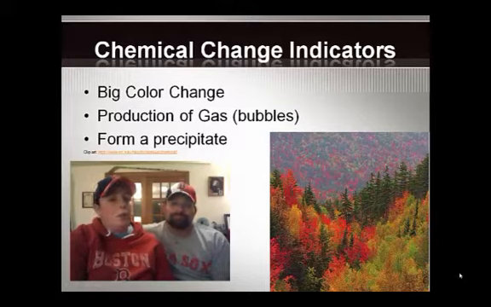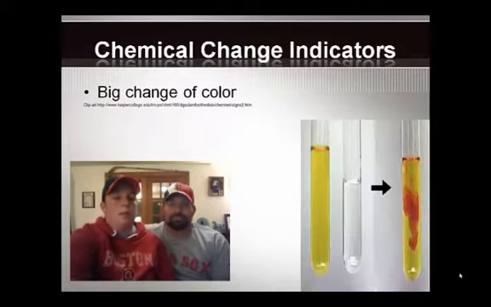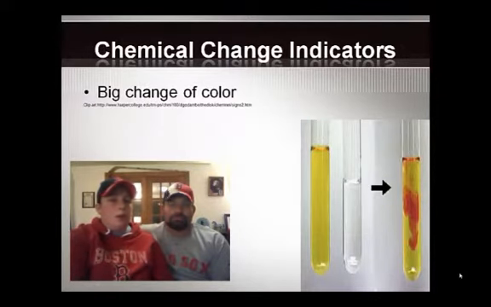You could also see the production of gas, and the way you would see that would be bubbles. And then the last one, which is a little bit new, this is going to be a new word for you guys, is forming a precipitate. And I'll teach you what that big fancy word means. So here we go. So first indication is a big color change.